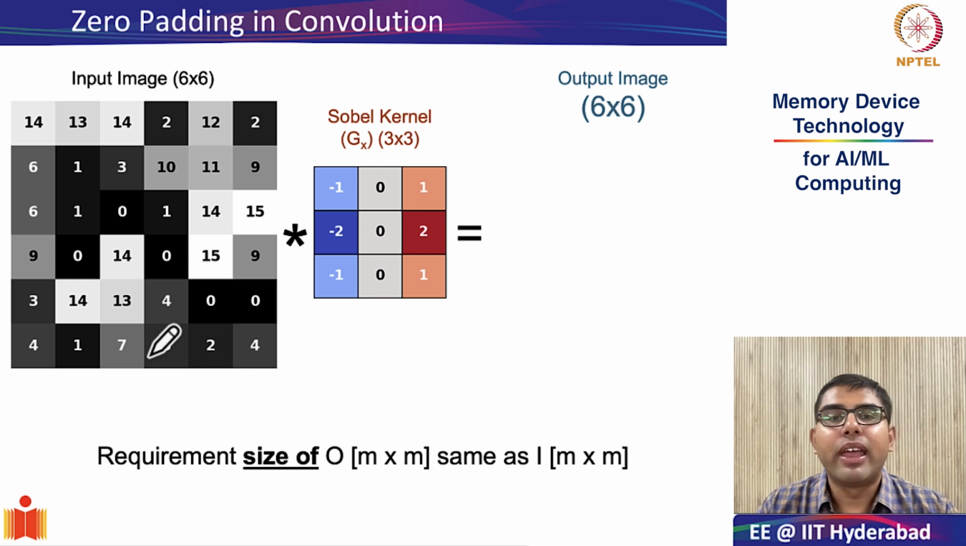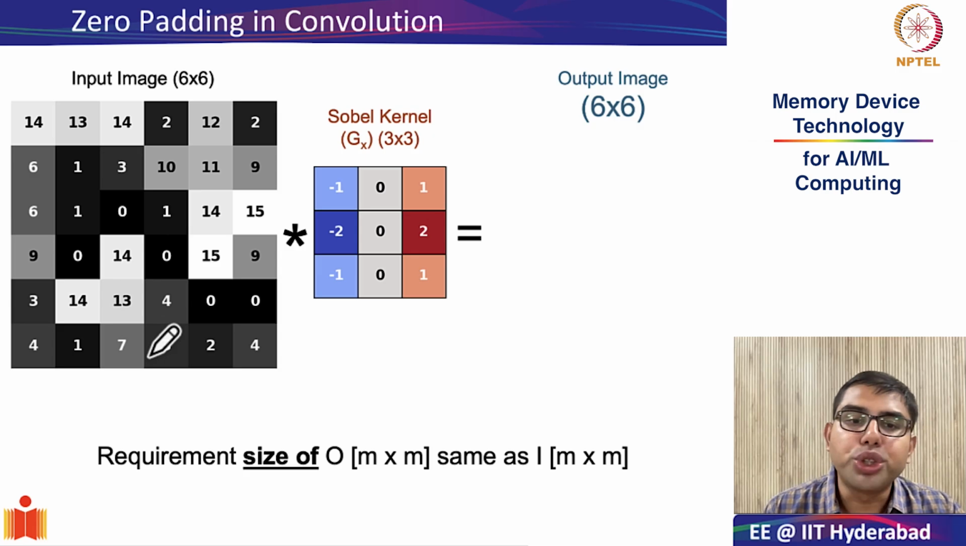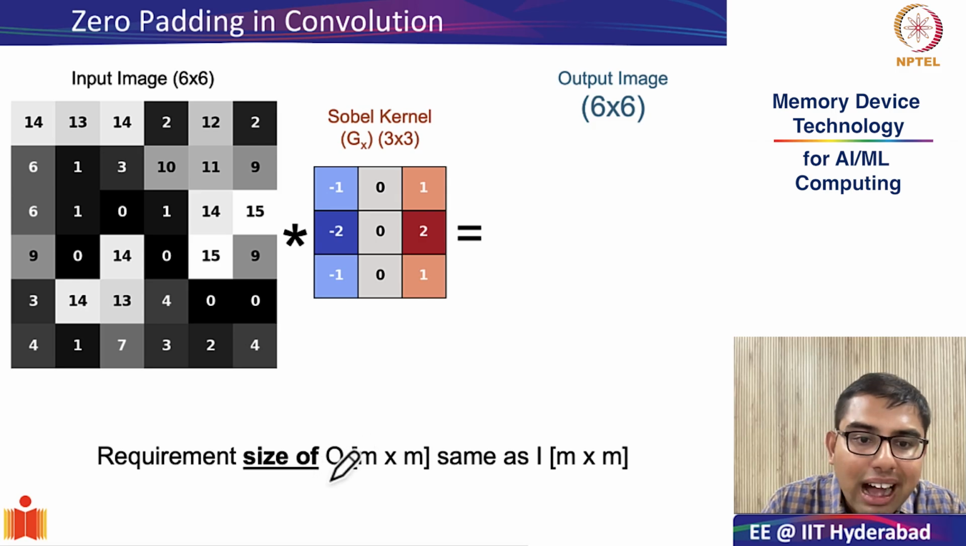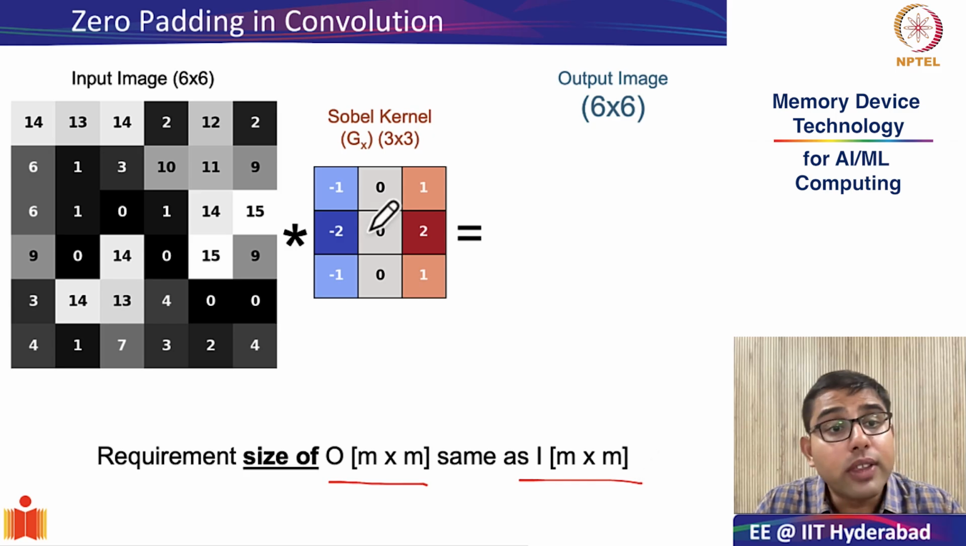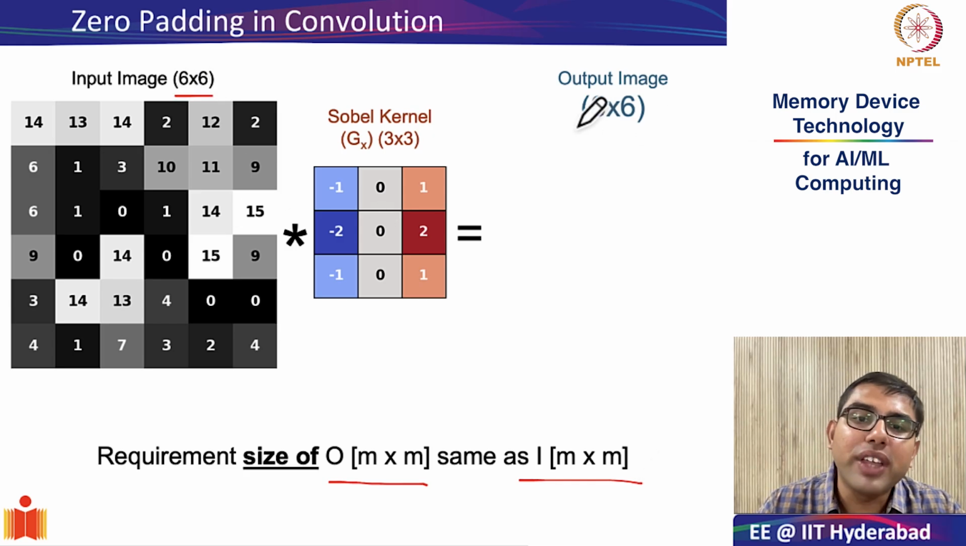Next, we go ahead and see some really important concepts that are used in practical convolution neural networks. Often there is a requirement that the size of the output matrix is the same as the input matrix. Remember, in our previous examples, the size of the input matrix was 6 cross 6, but the size of the output matrix was 4 cross 4.